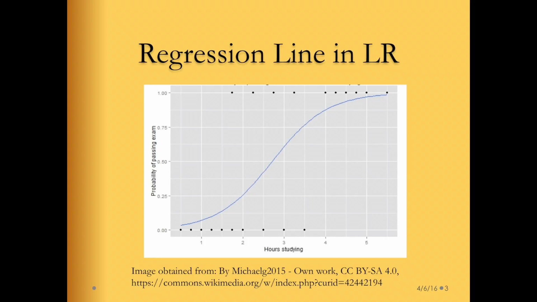The curved regression line connects the probabilities or coefficients predicted for each individual in the sample using the logistic regression equation. Note the point on the y-axis that corresponds to 0.5. We will discuss this point in more detail in subsequent slides. This image was obtained from the website cited at the bottom of this slide.